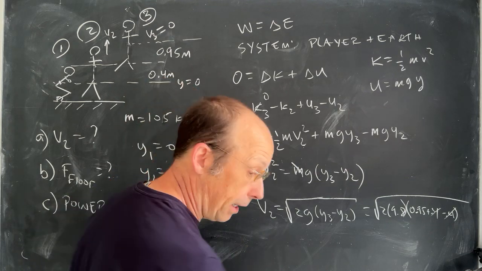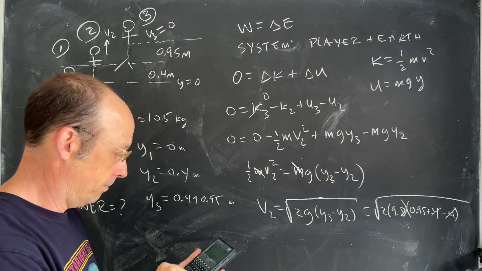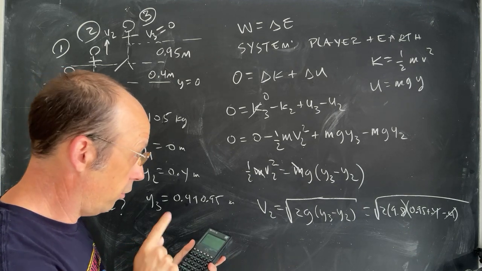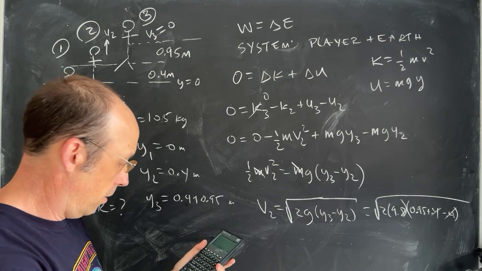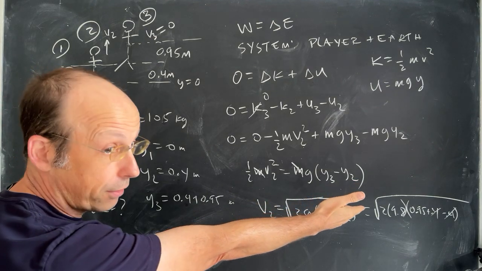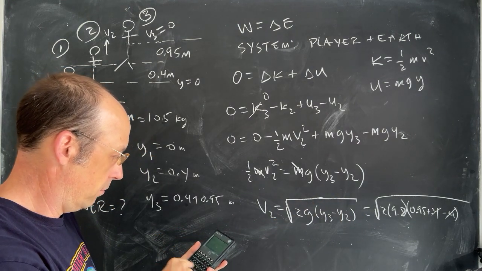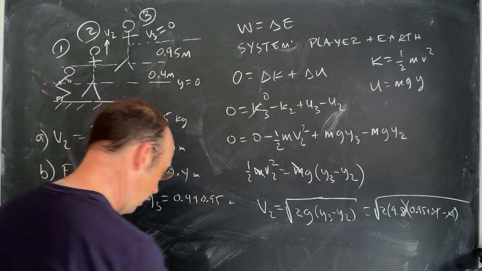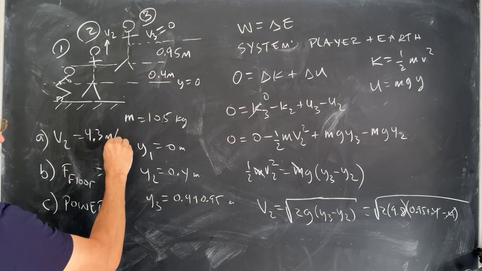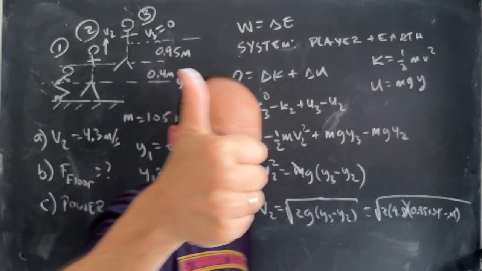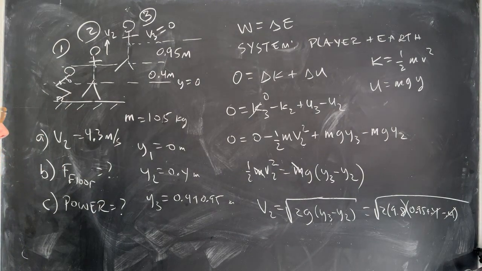So if I put this in my calculator, that's going to be equal to 2 times 9.8 times 0.95. I'm not going to do the 0.4 because I already told you that cancels. Then square root. 4.3, I'll just go with 4.3 meters per second. We're going to need that later, actually. And we're going to need it now. Okay, so that was the first part.